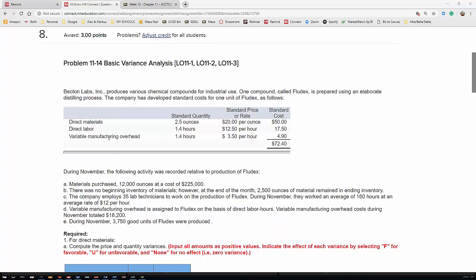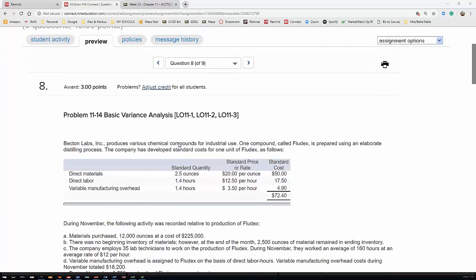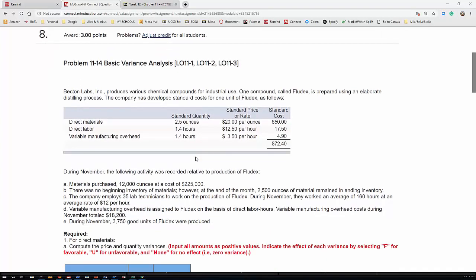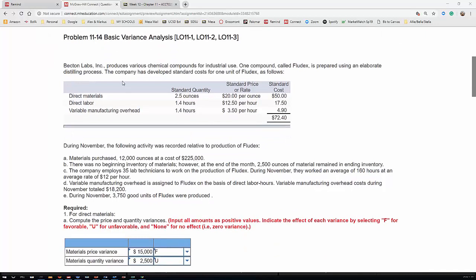Okay, this is a little additional explanation of problem 11-14 for spring of 19. This is question number 8. This is a company that produces chemical compounds, and one of their compounds is called Fludux. Who knows how they come up with this stuff? Anyway, they have given you a standard cost card.